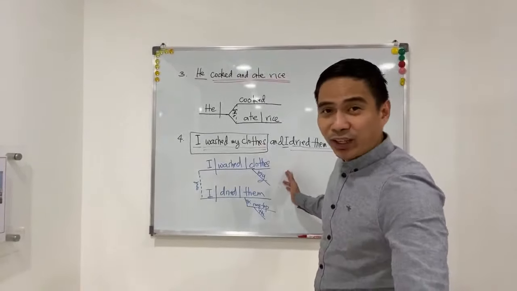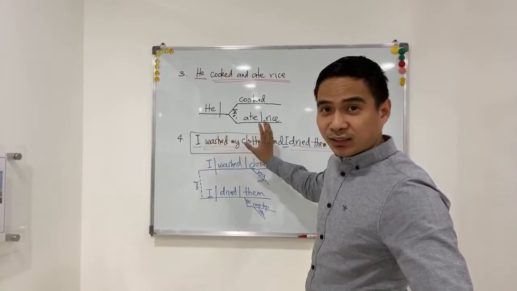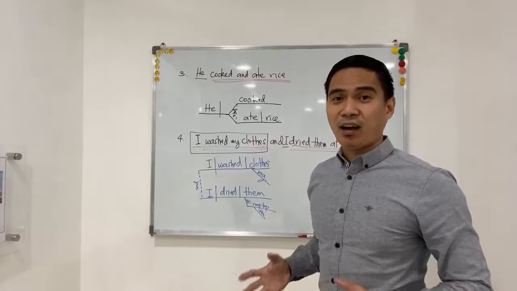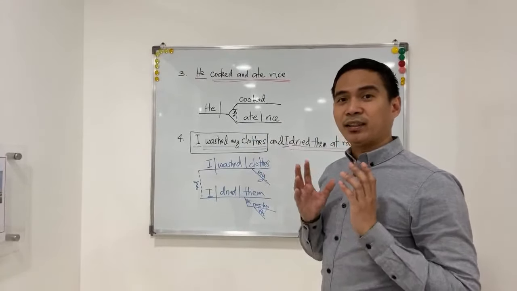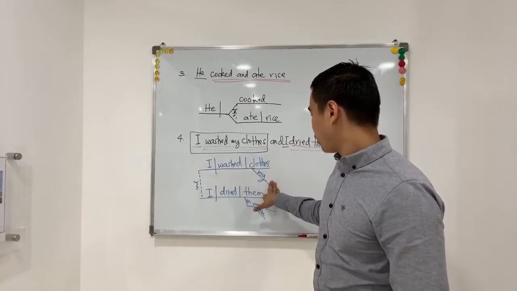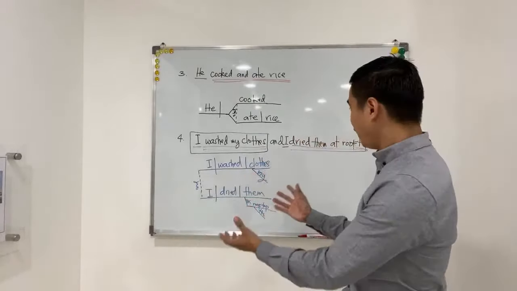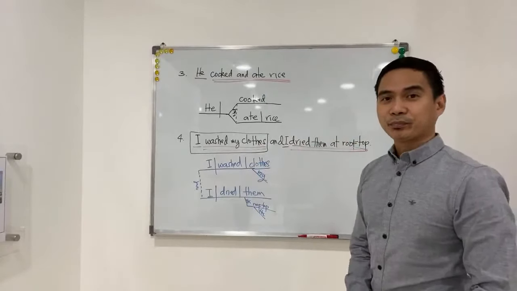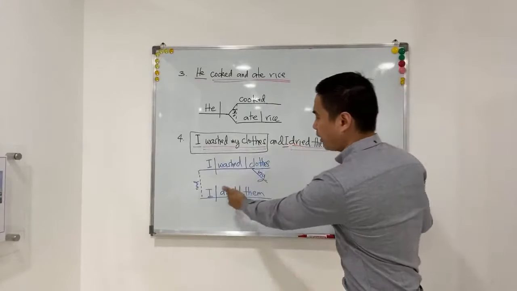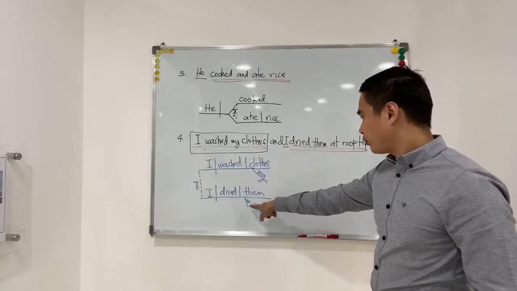So this is how we diagram a compound sentence. First, simply diagram the first independent clause, just like a simple sentence, just like our generic diagram. I washed what? Clothes. My clothes. We have a conjunction and just simply also diagram the simple sentence here, which is the second independent clause. I dried. You dried what? Them at the rooftop.